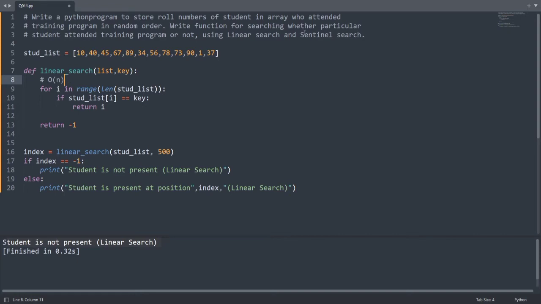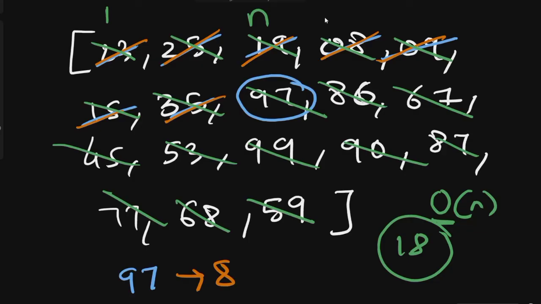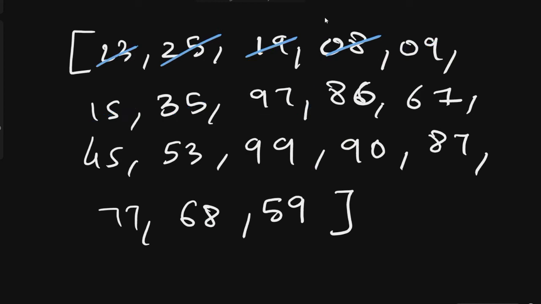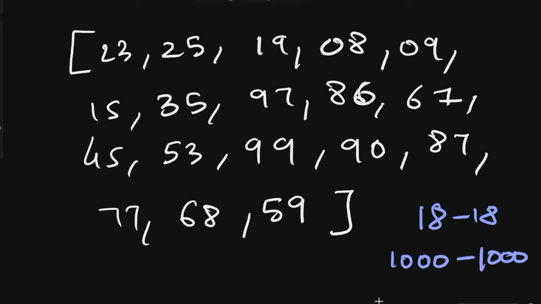Now they have asked for Sentinel search. Let's see why we need this and how it will be useful for us. Let's go to our previous example and remove these things. Let's assume this is that same list. As we saw, we have to linearly go through each element. Here there were 18 elements, so we required 18 searches. Let's assume we have 1000 elements. How many searches would we require? 1000 searches. Similarly, if 10,000, then 10,000 searches.